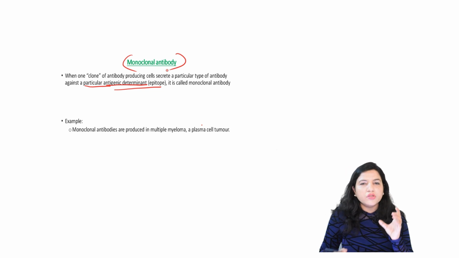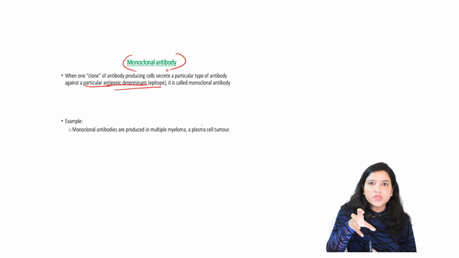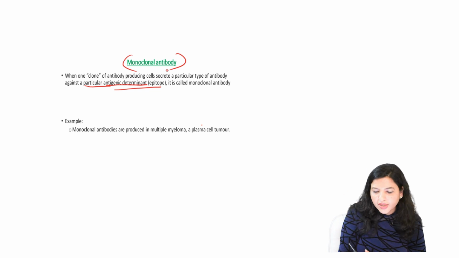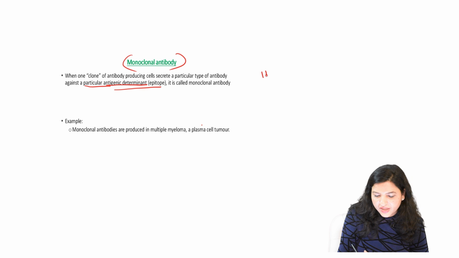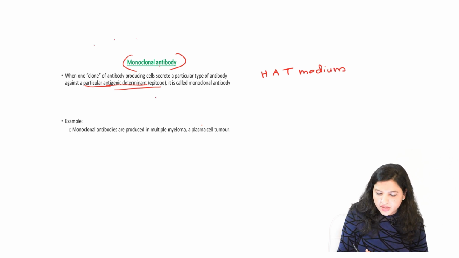What is this fused cell? We are selecting this fused cell by growing it in a culture medium. What is this culture medium? The culture medium is called HAT medium. Now what does HAT stand for? The H stands for hypoxanthine.